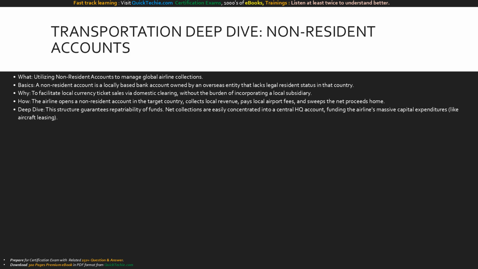How does it operate? The airline collects the local revenue, pays its minor local airport fees from the same account, and then sweeps the net surplus directly back to headquarters. Taking a deep dive, this specific account structure mathematically guarantees the repatriability of funds. By concentrating all global net collections into a central HQ account, the airline consolidates the massive liquidity required to fund its heavy capital expenditures, such as international aircraft leasing.